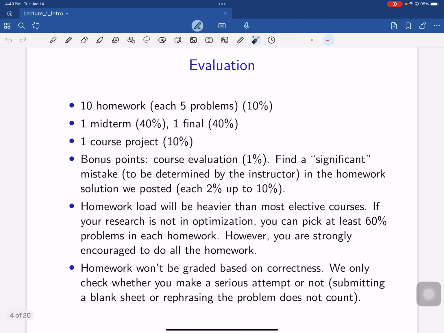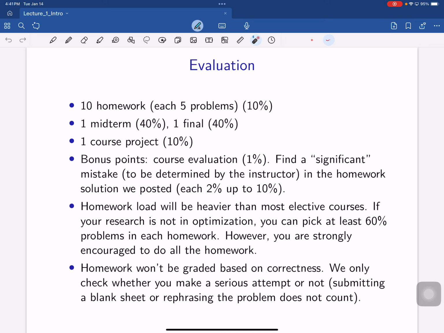Yeah, so this is the evaluation. We will have 10 homeworks. Each homework will have 5 problems. The homework will be 10% of the total grade. Then the midterm and final will each be 40%. We will have a course project worth roughly 10%. Okay. And you can also get some bonus points. The course evaluation will be 1%.